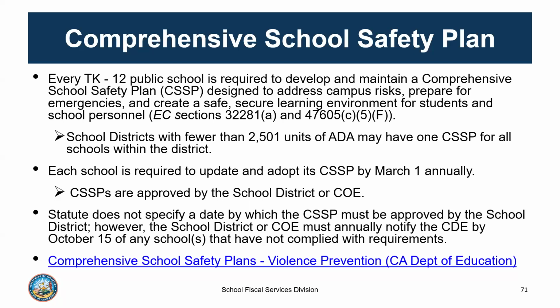School districts with fewer than 2,501 units of ADA may have one CSSP for all schools within the district. Each school is required to update and adopt its CSSP by March 1 annually. The school district or COE is responsible for approving CSSPs. Statute does not specify a date by which the CSSP must be approved by the school district or COE. However, they must annually notify the CDE by October 15th of any schools that have not complied with the requirements.